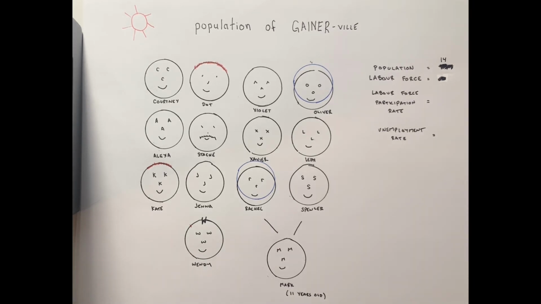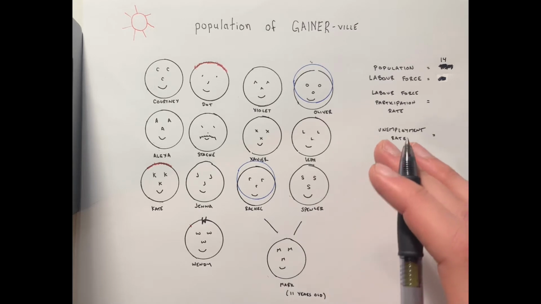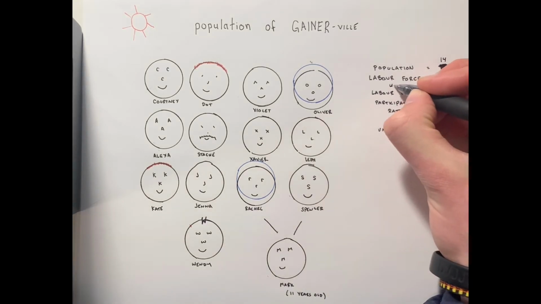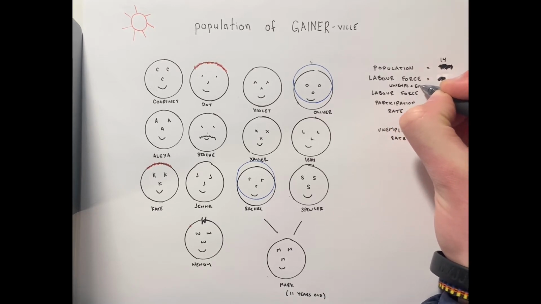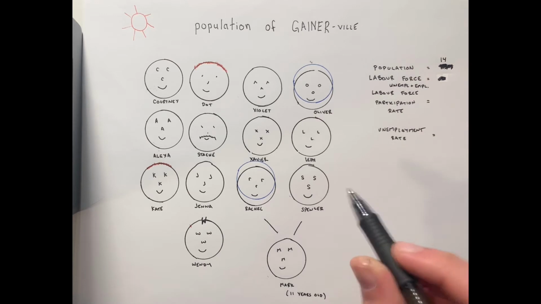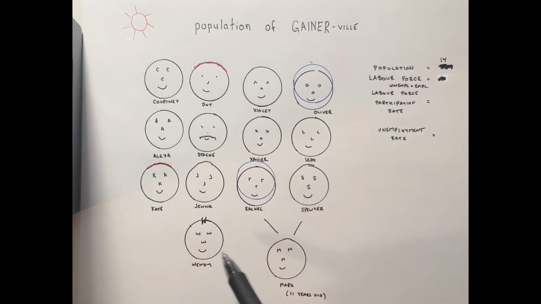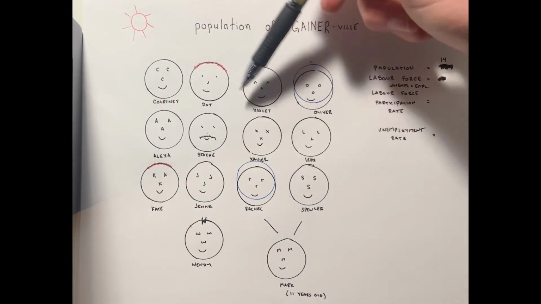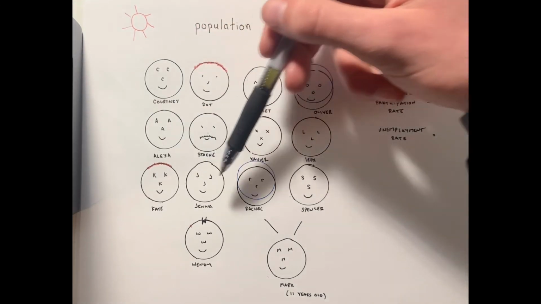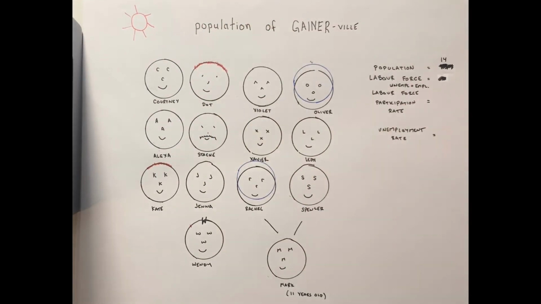So now we have to take into consideration what is the labor force, and the labor force is the unemployed plus the employed. And so now we include Kate and Dot, but we do not include Rachel and Oliver because they are not looking for work. And also we don't include Mark because Mark is not over 15. If Mark was 15, we'd include him, but right now we don't. So now we have 1, 2, 3, 4, 5, 6, 7, 8, 9, 10, 11. 11 people that are either employed or unemployed.